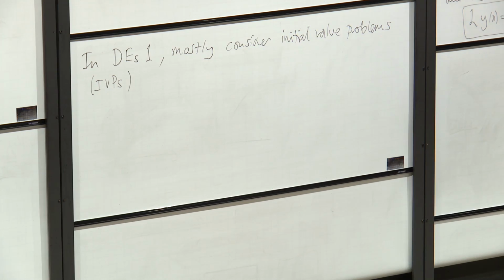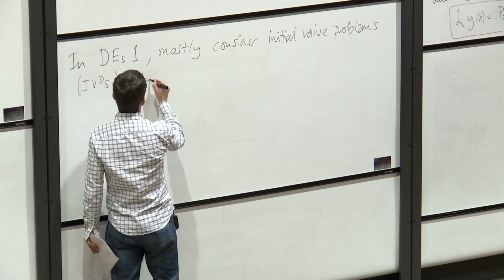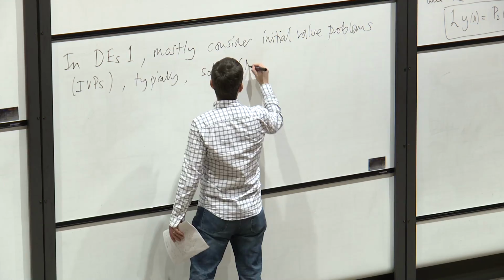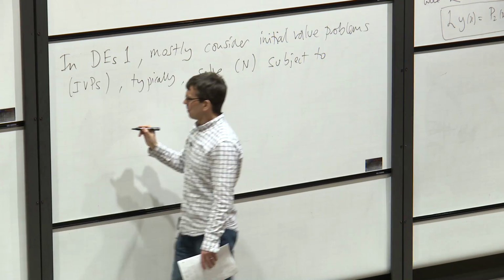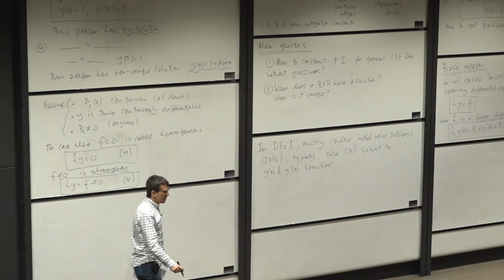So what I mean by that is if I've got a second order ODE, what I would normally do is give you what y and y primed are at some point. So typically, at some point x equals a, I would tell you what y and y primed are, and then you've got to work out what y is everywhere else.